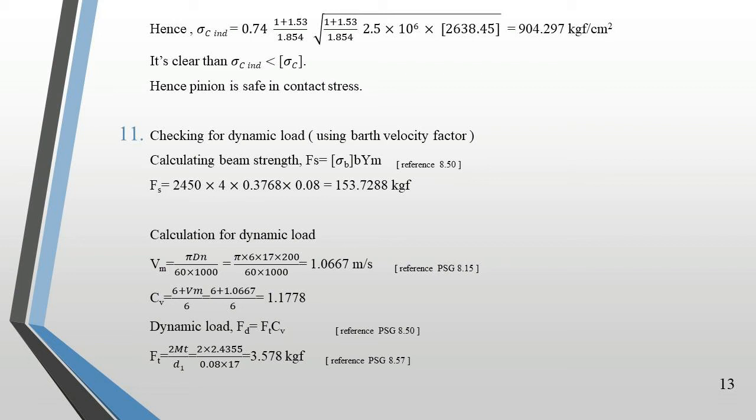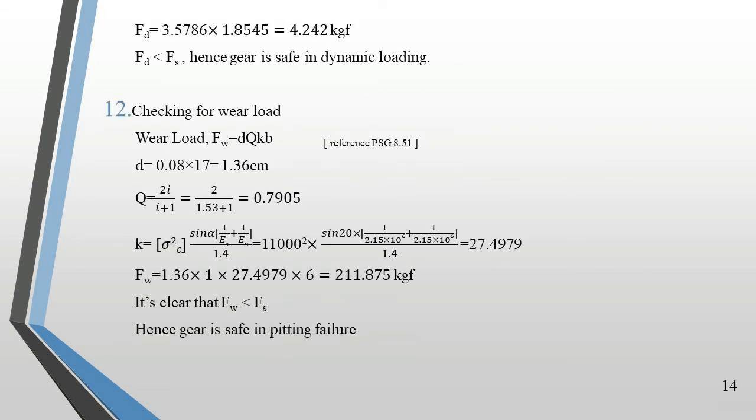Now Ft is equal to 2 Mt upon d1, that is equal to 2 into 2.4355 upon 0.08 into 17, that is equal to 3.578 kgf, taking PSG 8.57. Now Fd is equal to 3.5786 into 1.845, equal to 4.242 kgf. Now since Fd is less than Fs, hence the gear is safe in dynamic loading.